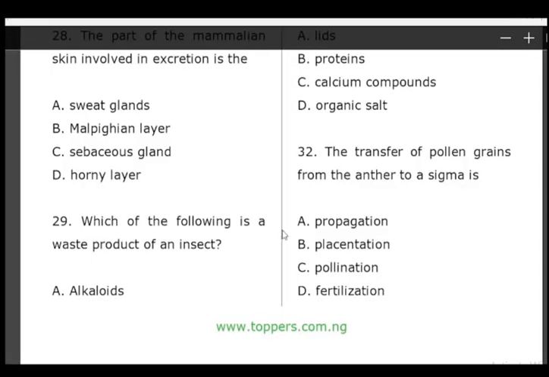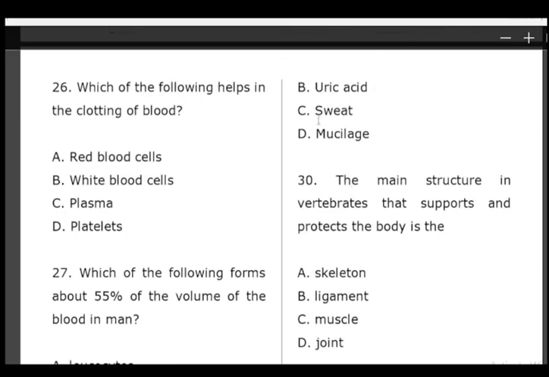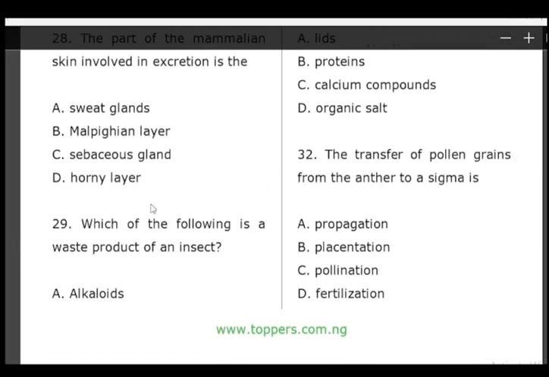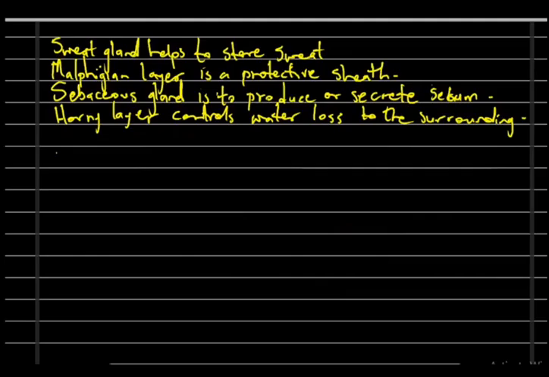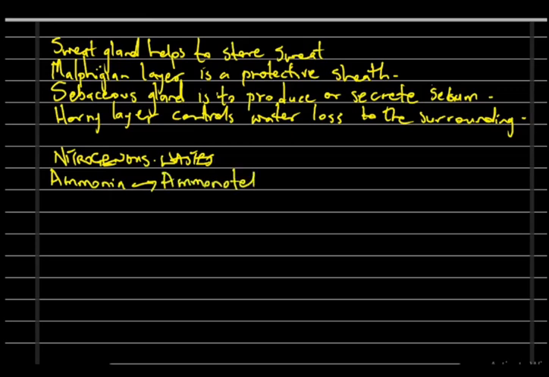29. Which of the following is a waste product of an insect? A. Alkaloids, B. Uric acid, C. Sweat, and D. Mucilage. Now we have organisms that excrete their nitrogenous wastes in different forms. We have those that excrete theirs in form of ammonia. Such organisms are called ammonotelic organisms.